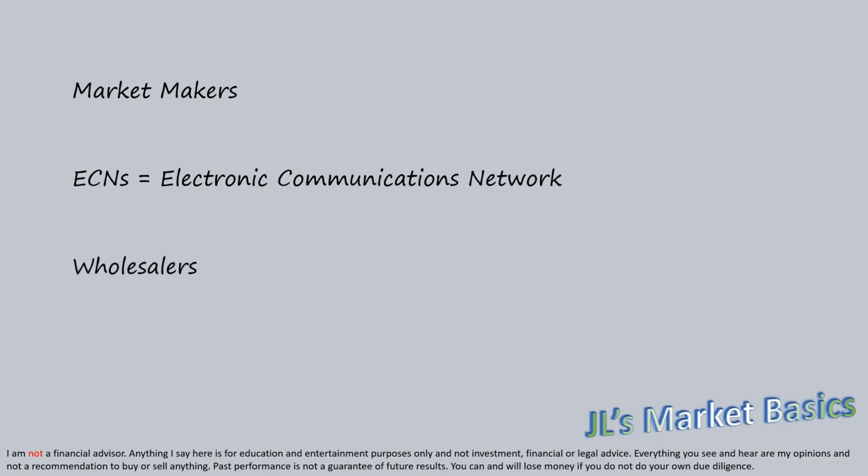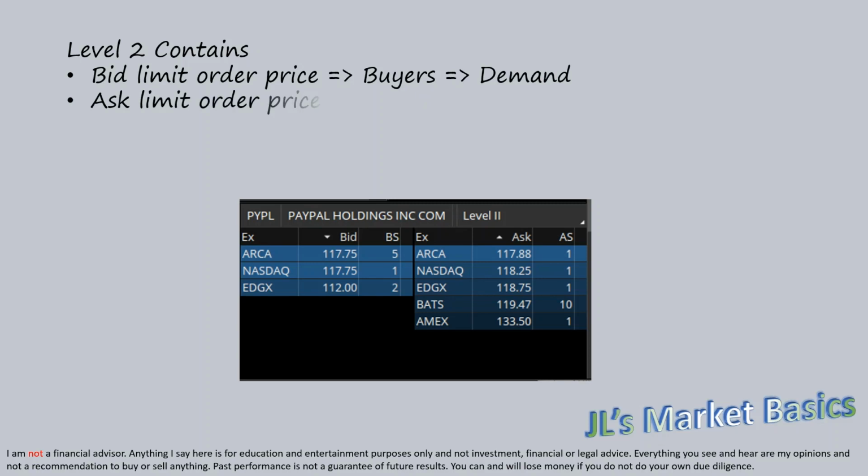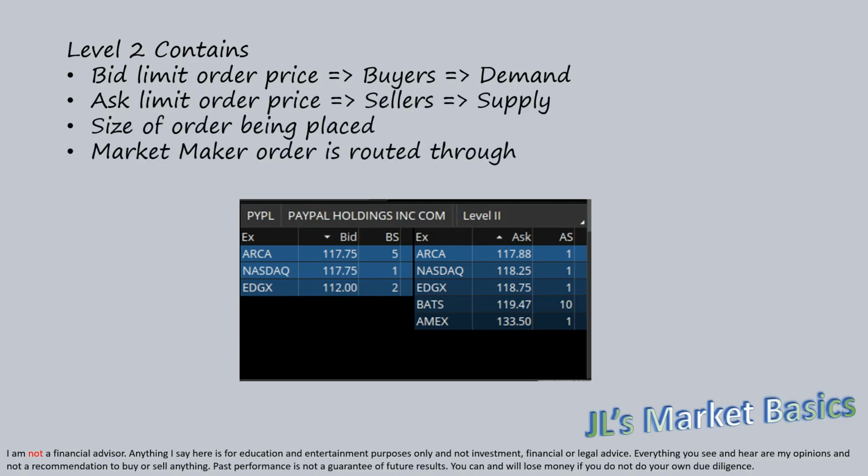And the companies that sold and bought water are called market makers, ECNs, and wholesalers. So what does level 2 show exactly? It shows real-time bid and ask limit orders from buyers and sellers along with the size of the order and what market maker the order is being placed through.